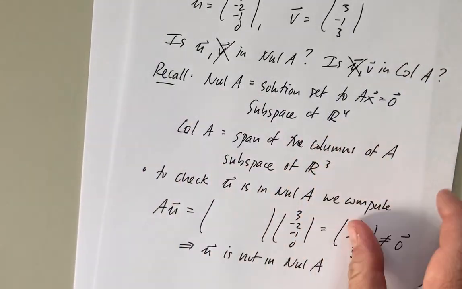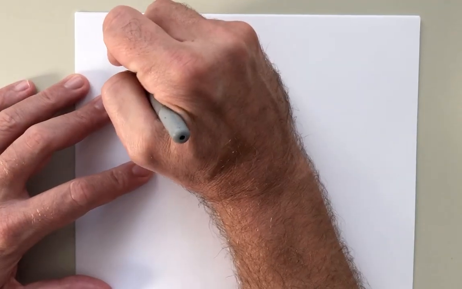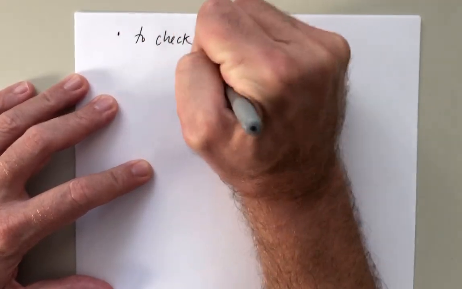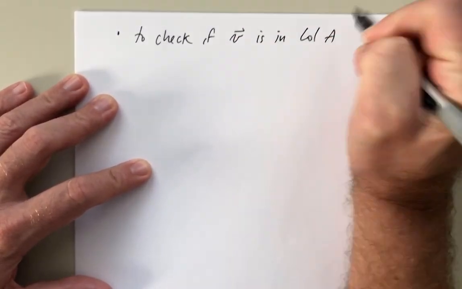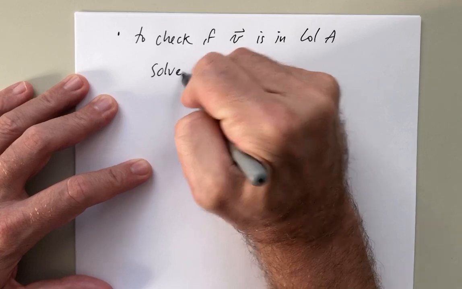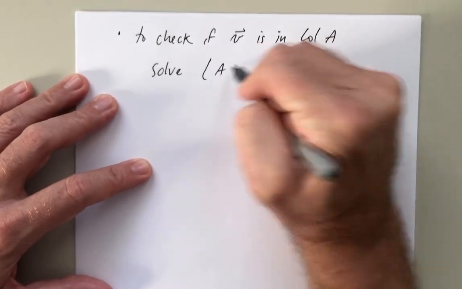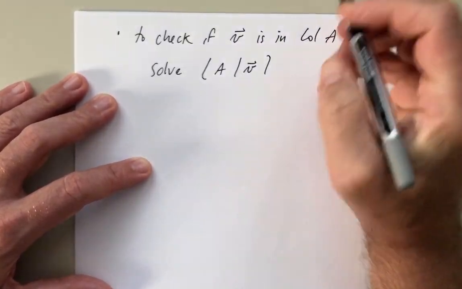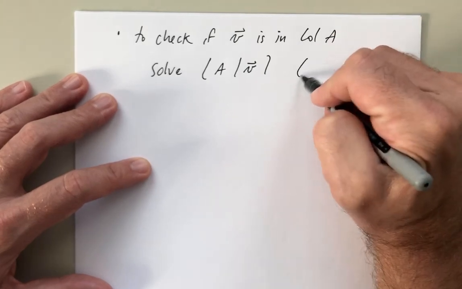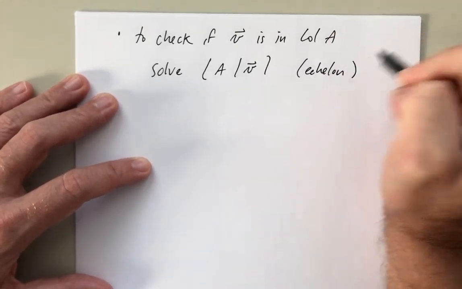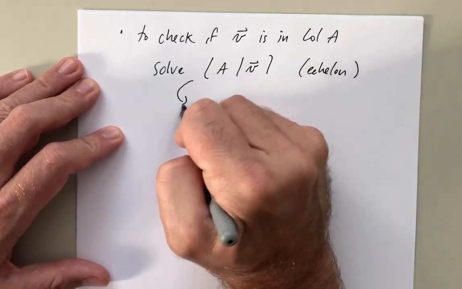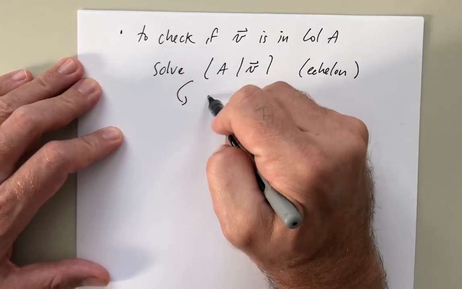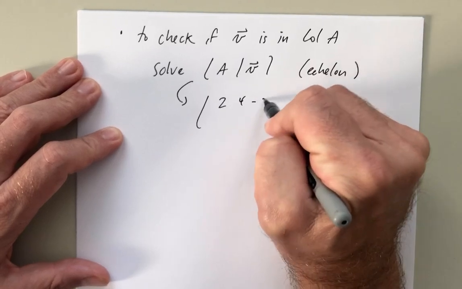There's one more question to ask. Is V in the column space of A? So let's see. To check if V is in the column space of A, in general what you're going to do is solve a system where you take that matrix A and you augment it with V. And all you need here is the echelon form, because you want to know if this system is consistent. So let me do that. I'm going to, again, spare you the details here. But what this reduces to is something like this.